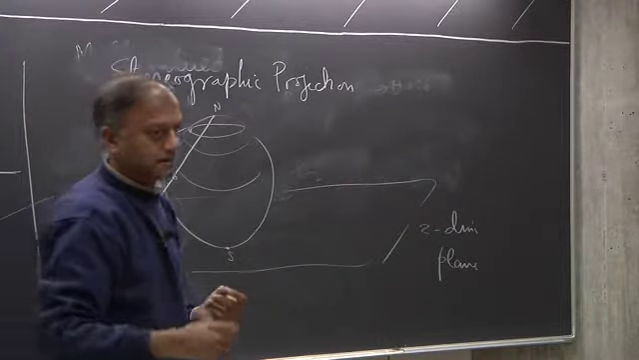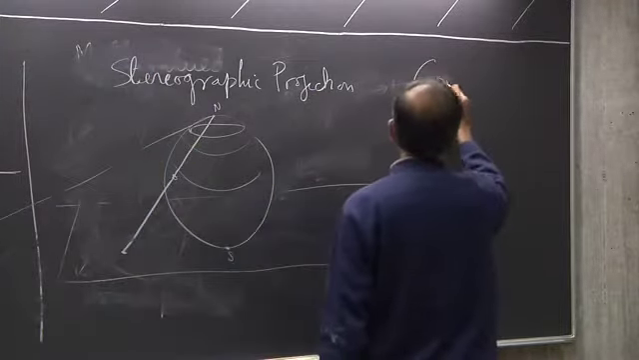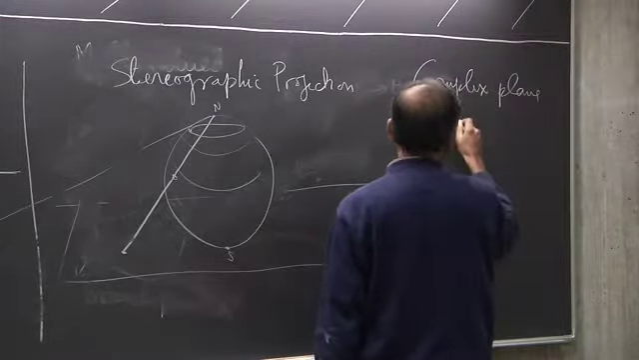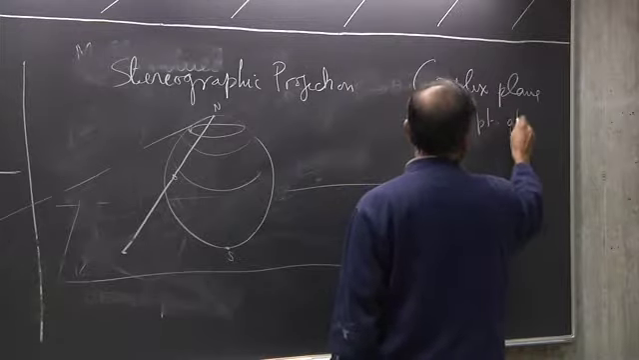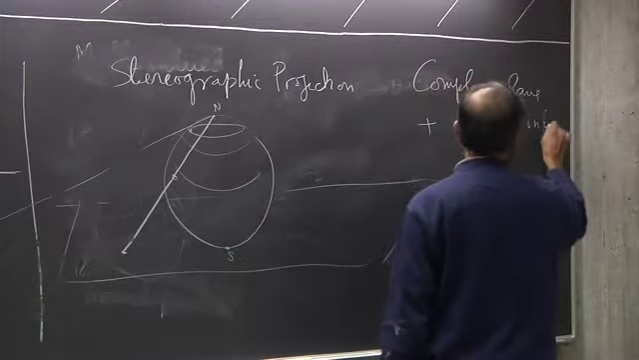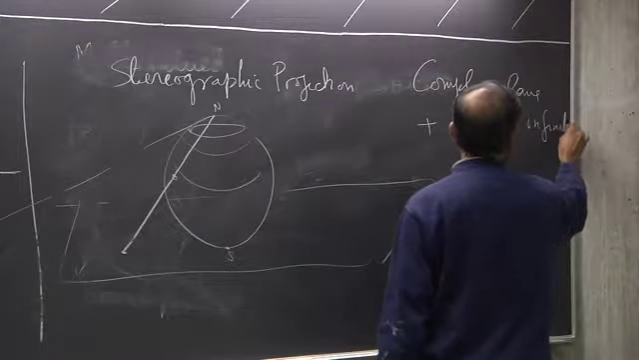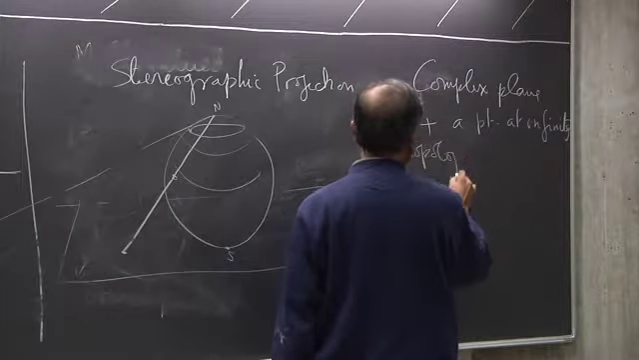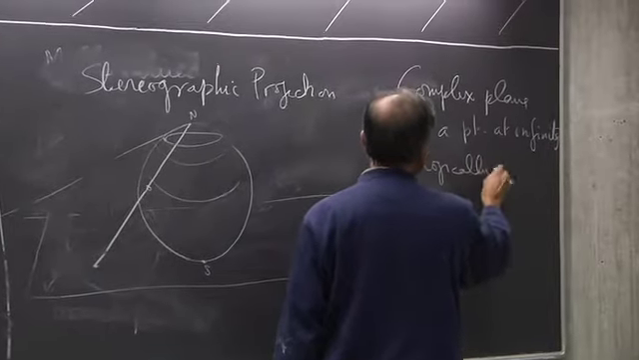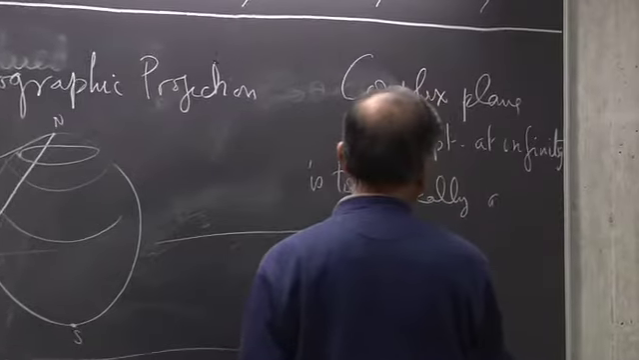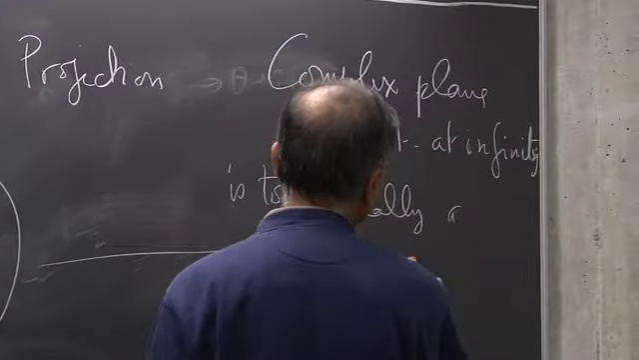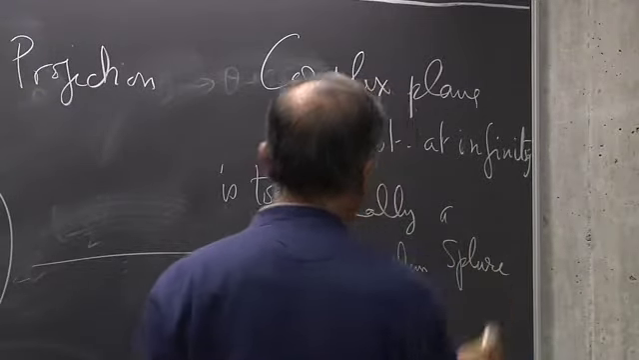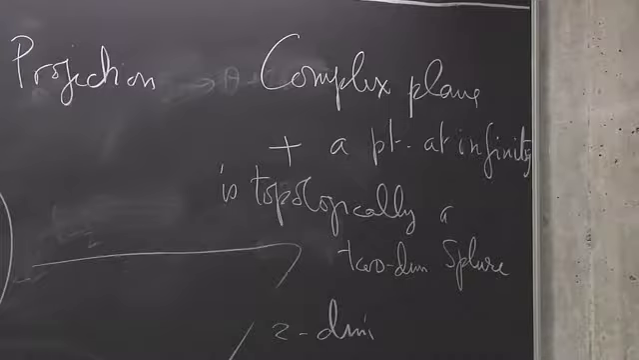Okay, so the complex plane plus a point at infinity is called topologically a two sphere, a two-dimensional sphere. I mean, two sphere meaning two-dimensional sphere. Okay, so this is one thing.